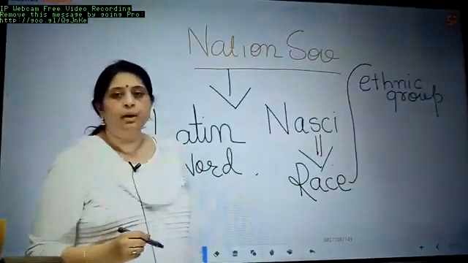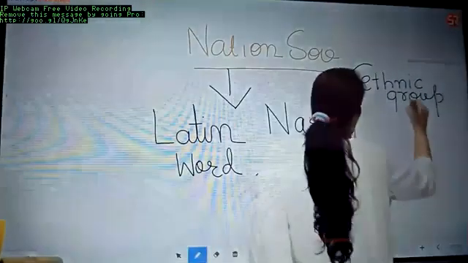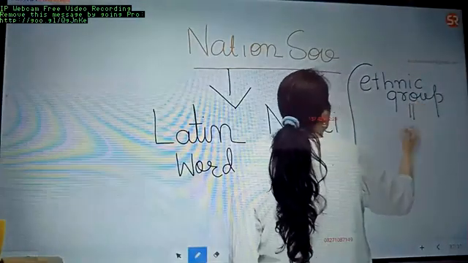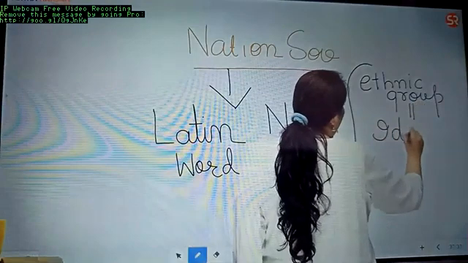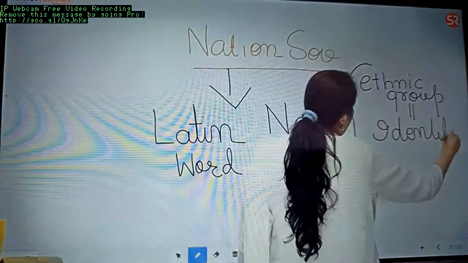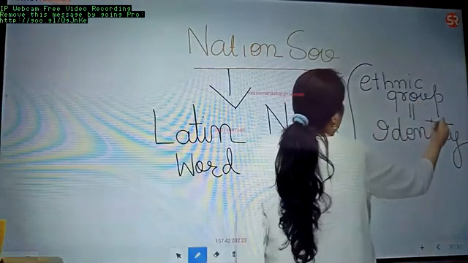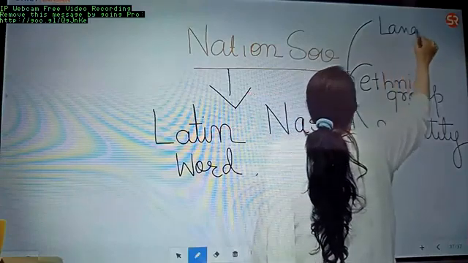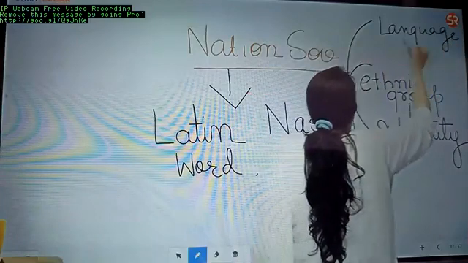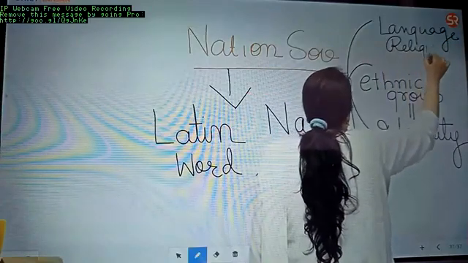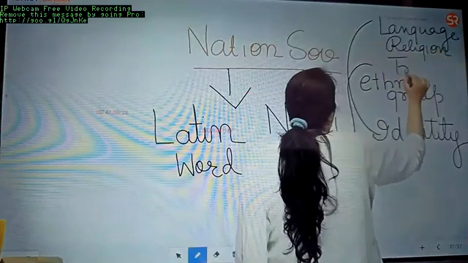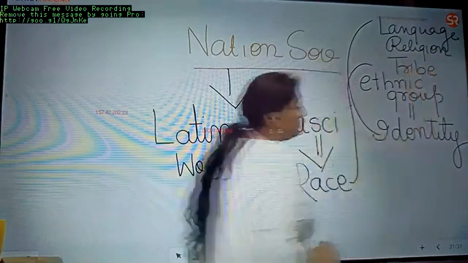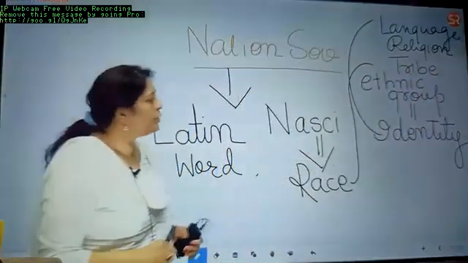Fine. So ethnic group has its own identity. Identity can be language, religion, tribe. Okay, let's come back to the whole sequence.